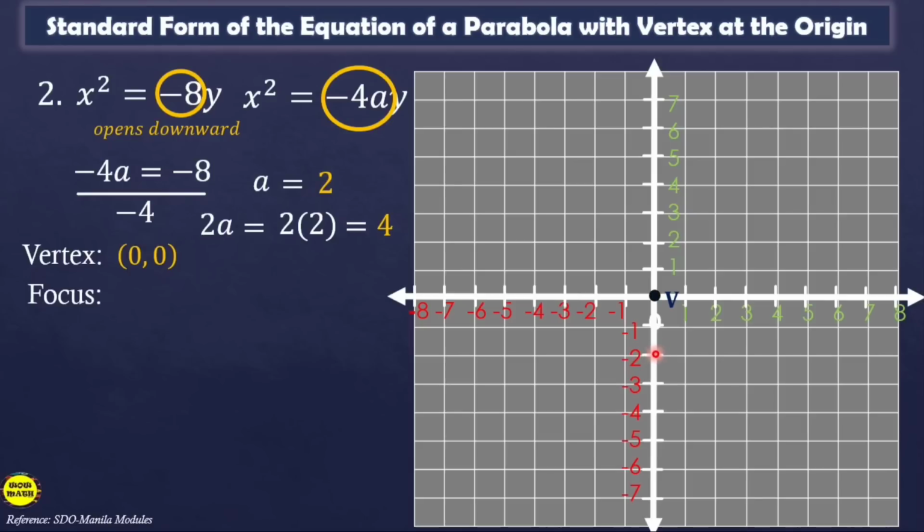So, ibig sabihin, nasa taas yung directrix. So, 1, 2. So, kukunin natin yung coordinate niya. That is (0, -2). So, ito yung focus natin. (0, -2). Next is, kunin natin yung directrix. Kung 2 units pababa, so 2 units din pataas yung directrix natin. So, 1, 2. So, nandito yung directrix natin.